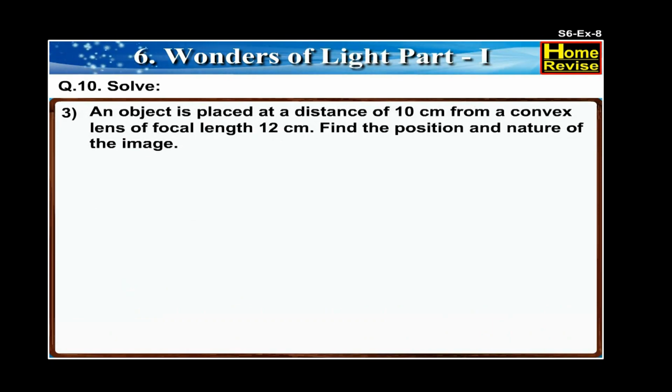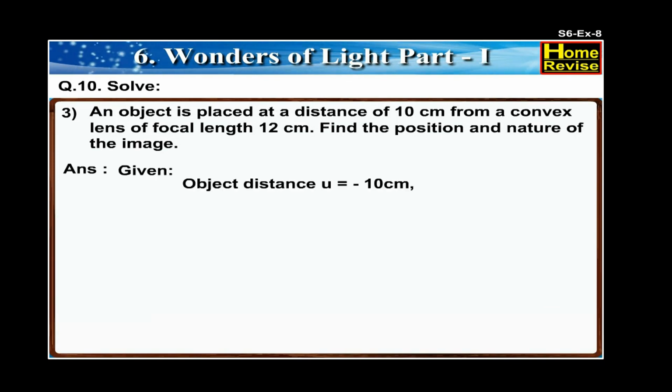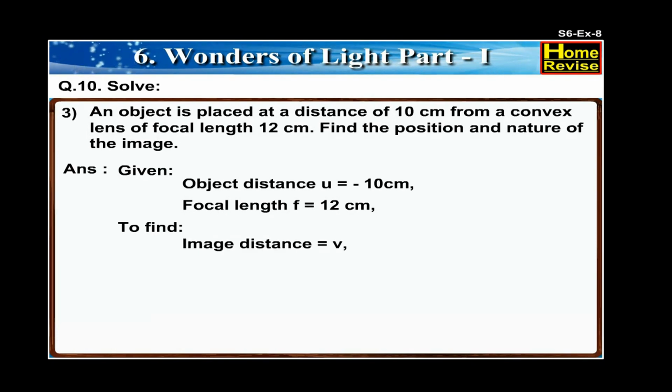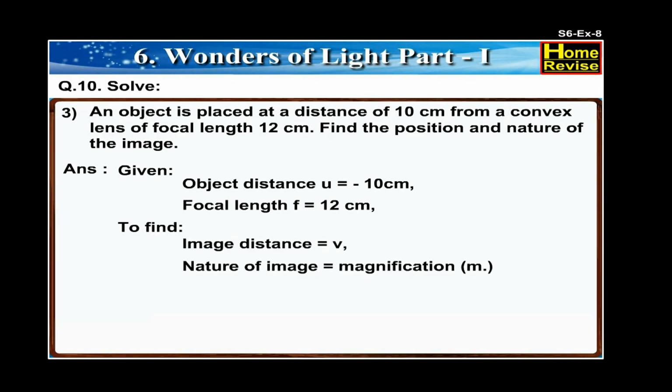3. An object is placed at a distance of 10 centimeters from a convex lens of focal length 12 centimeters. Find the position and the nature of the image. Answer. It is given object distance U is equal to minus 10 centimeters. Focal length F is equal to 12 centimeters. To find image distance V, nature of image and magnification.